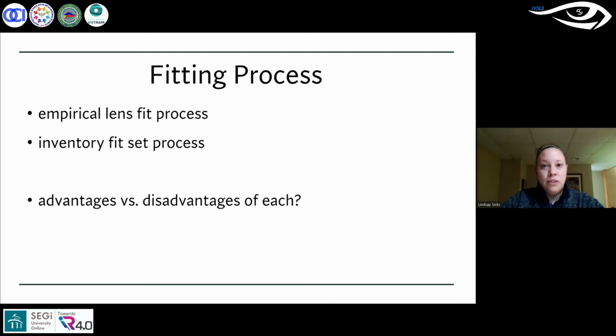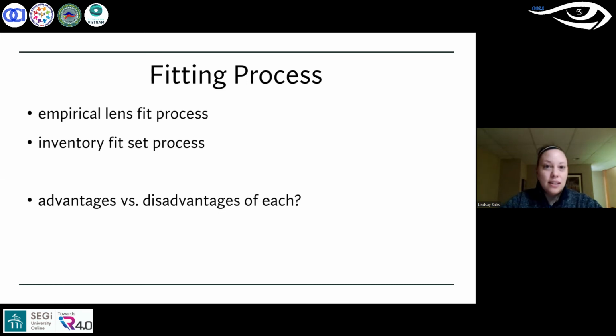Another approach would be the inventory fit set. We call it a suitcase in our clinic because it's a very large set of, up to 1,000 lenses where you have them all sitting there and you gather your patient's data, determine their first lens, go to your fitting set and choose the appropriate one for them and send them home with that. And so I think there are inherent advantages and disadvantages to each of these. And depending on how much space you have in your clinic and how often you fit orthokeratology, one or the other of these may be more sensible for your practice.